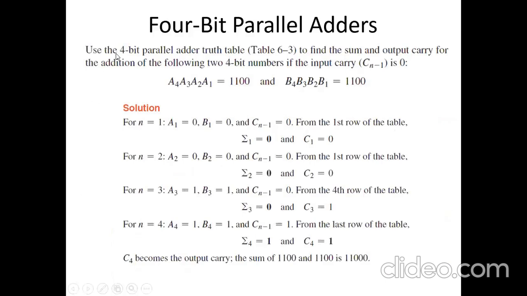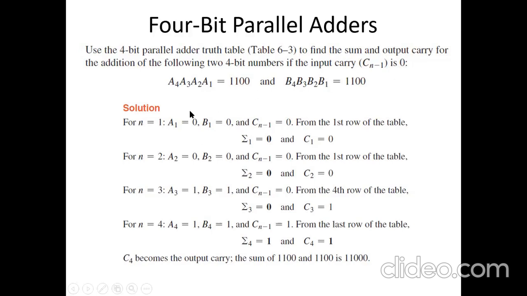Now, use the 4-bit parallel adder truth table to find the sum and carry for the addition of the following 4-bit numbers if Cn-1 is 0. For example, we want to add 1100 and 1100 here. We assume that Cn-1 is 0. Taking the least significant bits A1 and B1, the inputs are 0, 0, for n equals 1. A1 is 0 and B1 is also 0. We also require Cn-1, which we were told is 0.